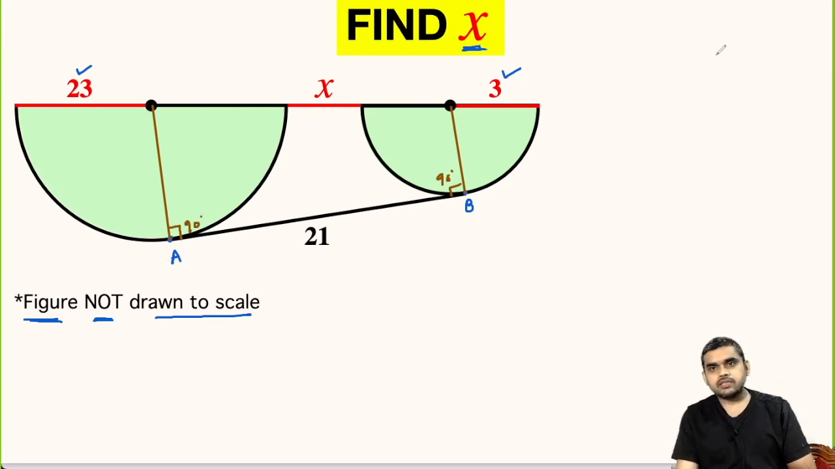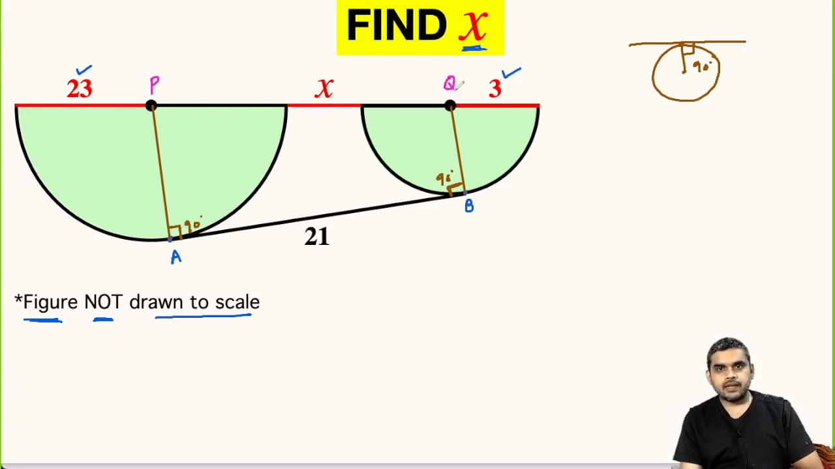Because we know a theorem: if we have a circle, this is the center, this is a tangent, and if we join this center with this point of contact, this angle will be 90 degrees. Applying this theorem, we get that these two angles are 90 degrees. Let us name the centers as P and Q.